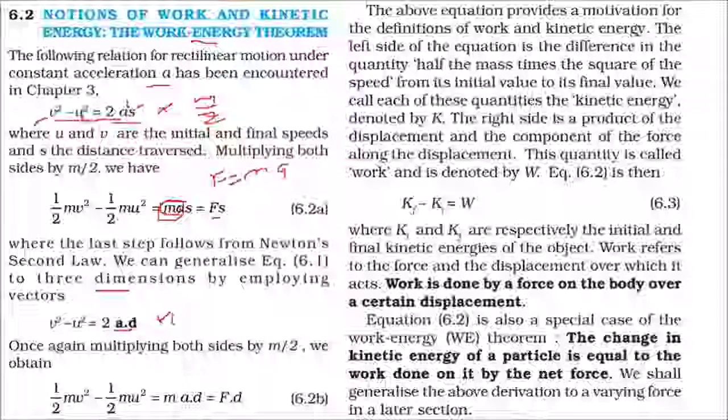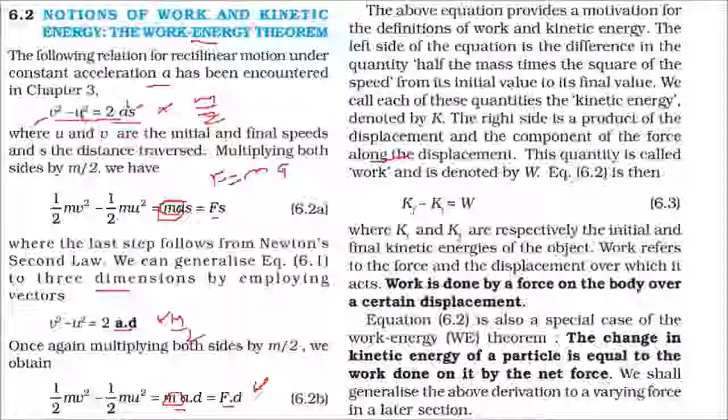Now again multiply both sides by m by 2. So you get half mv square minus half mu square equal to m into a dot d. But ma is F, so you get F dot d. Now these are the equations where we can arrive at the definition of work and energy.